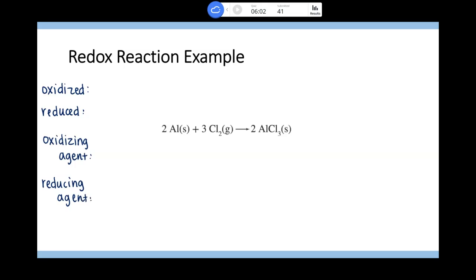And then, this is another condition for redox reactions, the number of electrons lost by whatever was oxidized must equal the number of electrons gained by what is reduced. So we'll determine if the number of electrons lost is equal to the number of electrons gained.